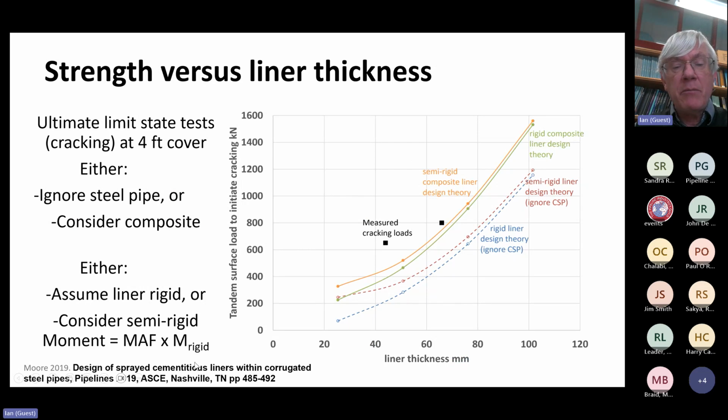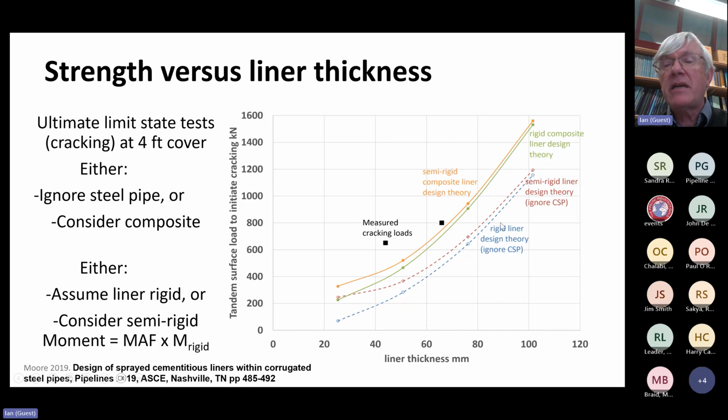There's a paper in a more recent conference from the ASCE where I've outlined a composite theory and the equations for it. That composite theory considers, for a culvert, what the capacities to support vehicle load would be as a function of the liner thickness and as a function of the interaction between the liner and the existing host pipe. Is there composite behaviour between those two, or do we just design assuming that the liner is providing all the resistance?